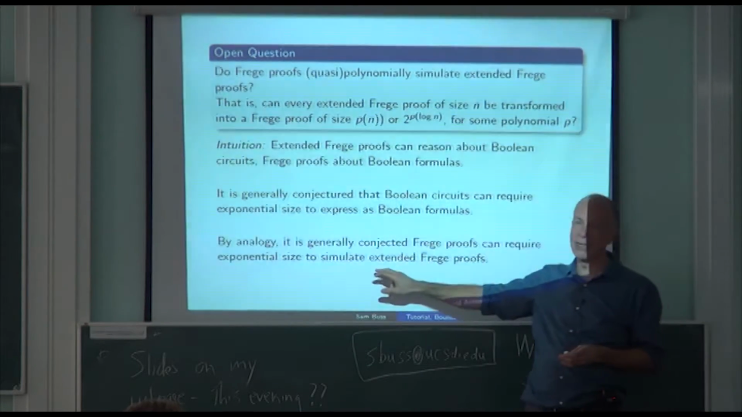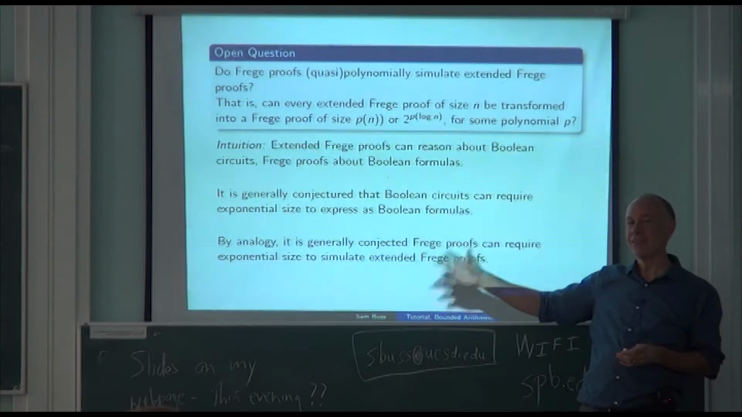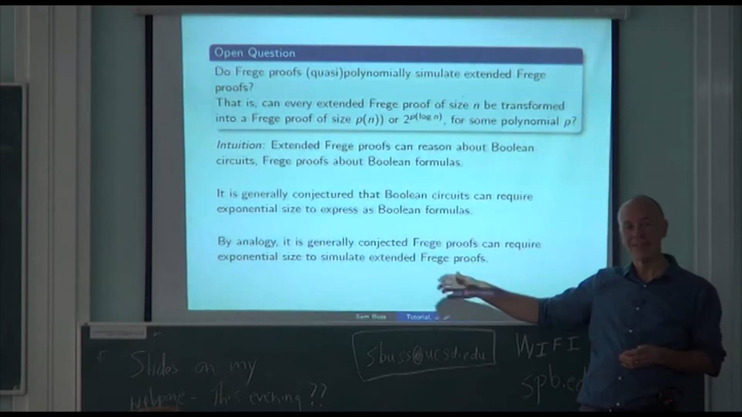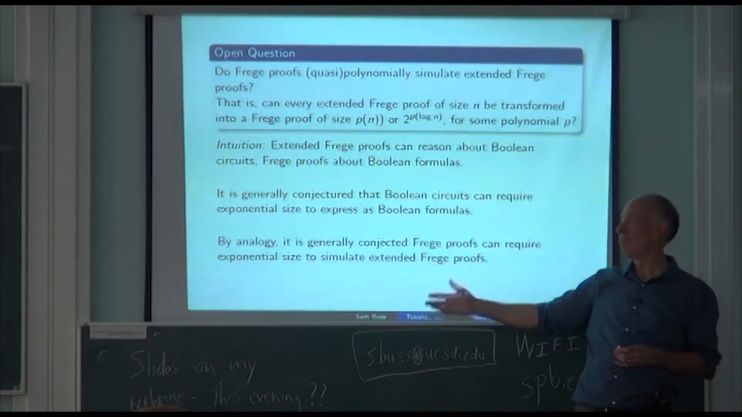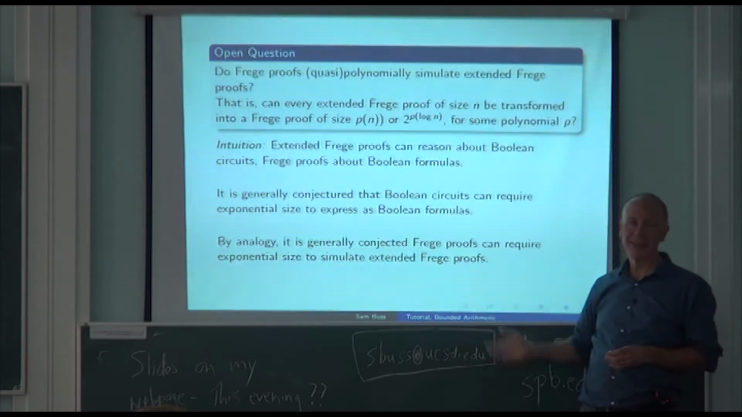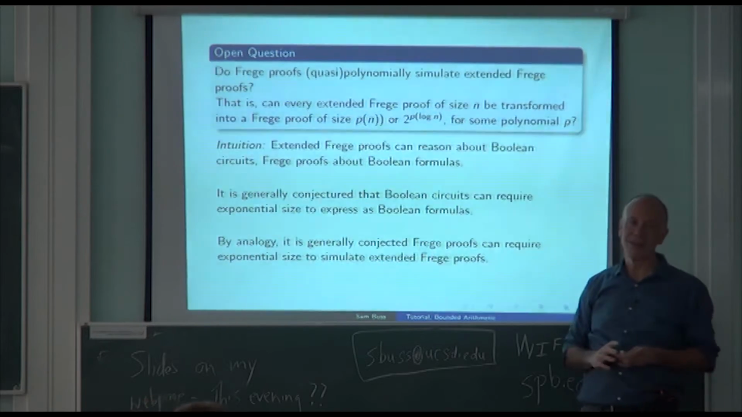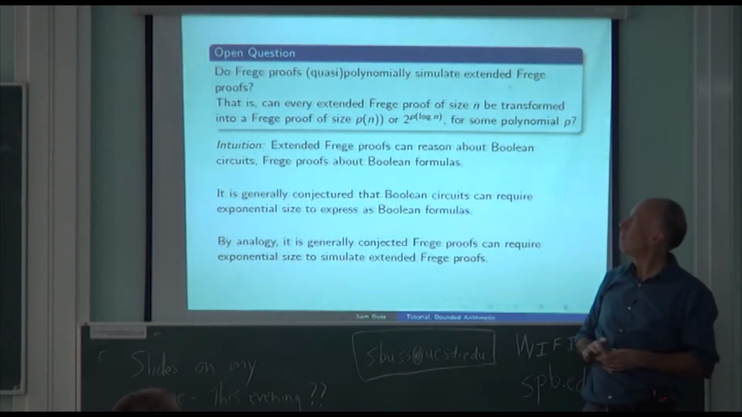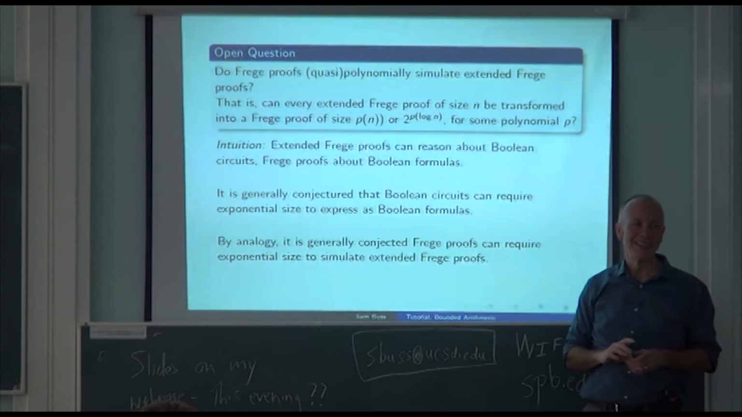What I mean by simulate is, I have an extended Frege proof of some formula, some tautology. Now I know that Frege systems are complete, so they prove every tautology, so there must be a Frege proof of the same tautology. But the question is, is there one that's about the same size as the extended Frege proof, or polynomially bounded by the size of it, or is it maybe exponentially bigger? It's generally conjectured you need exponentially bigger just because of this intuition about circuits versus formulas. But, coming back up to the top of the page, it's an open question.